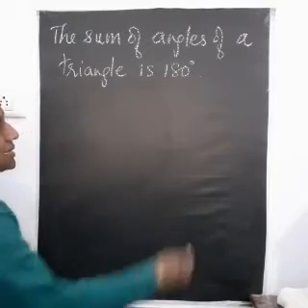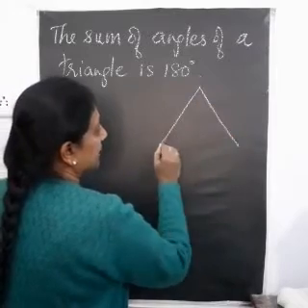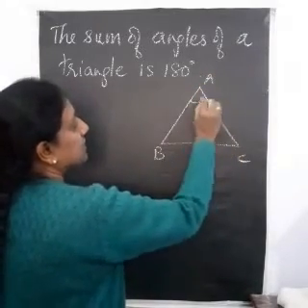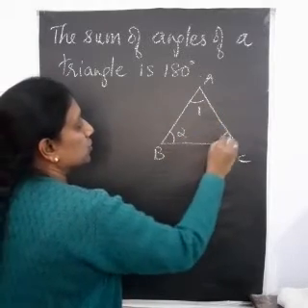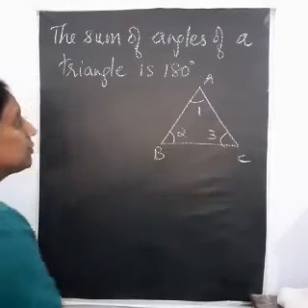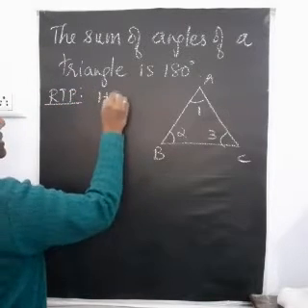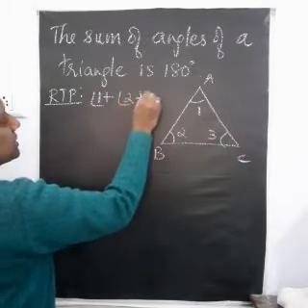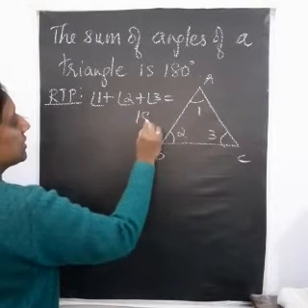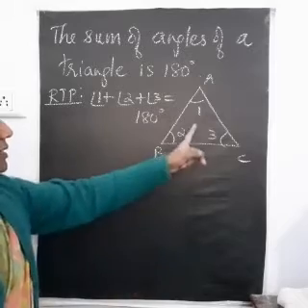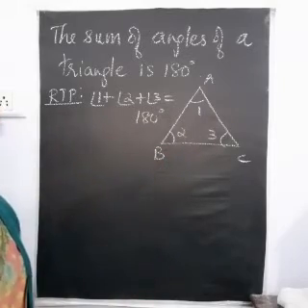Okay, so let there be a triangle A, B, C. I will mark this angle as 1, this as 2 and this as 3. Now what is required to prove? Required to prove is angle 1 plus angle 2 plus angle 3 equal to 180 degrees. Okay, this is what we have to prove. These three angles are 180.